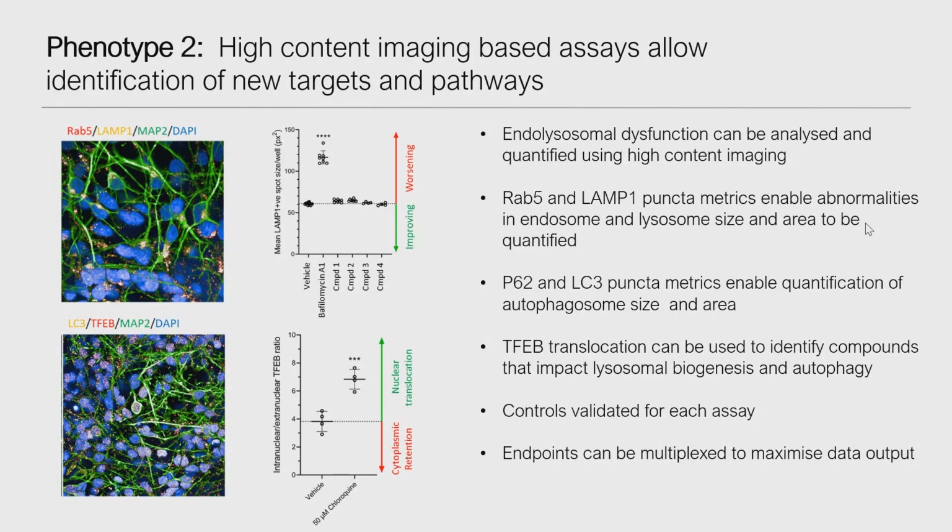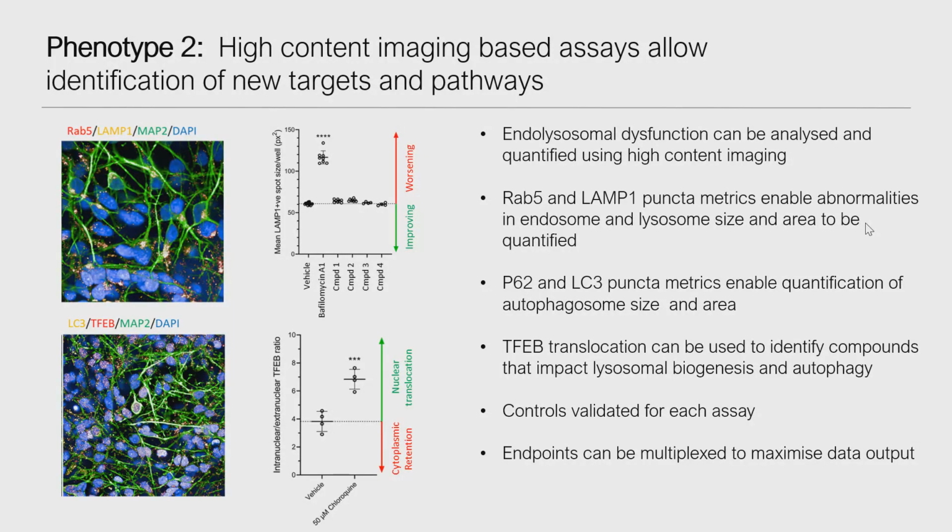We can also look at P62 and LC3 to quantify autophagosome size and area. And we have a system that allows us to look at TFEB translocation to identify compounds that impact lysosomal biogenesis and autophagy. And in this, we're looking at the ratio of intranuclear to extranuclear TFEB. And you can see on the bottom graph that chloroquine will shift that ratio towards nuclear translocation.